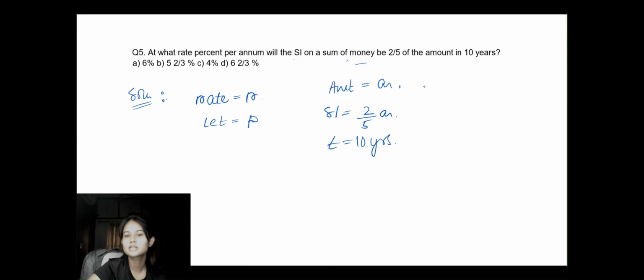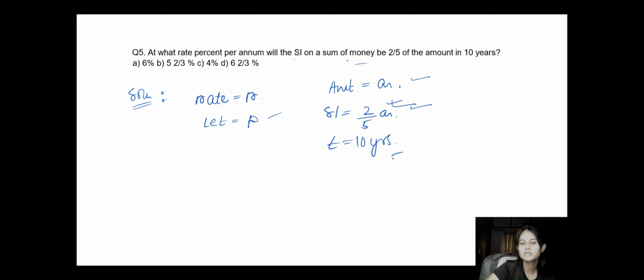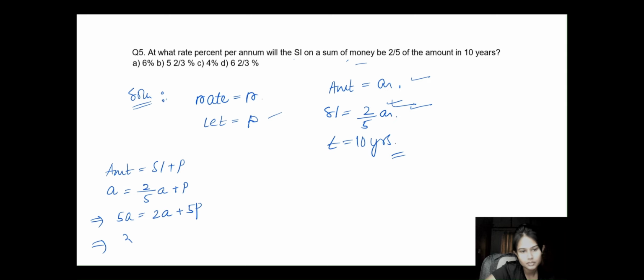Whenever something like this is given, we have to always write a relative equation so that we can relate it later, right? Time is given as 10 years. So we know that amount equals SI plus P. So amount is A, SI is 2/5A, plus P. If we equate this, we get 5A equals 2A plus 5P. That is 3A equals 5P. A equals 5/3P.